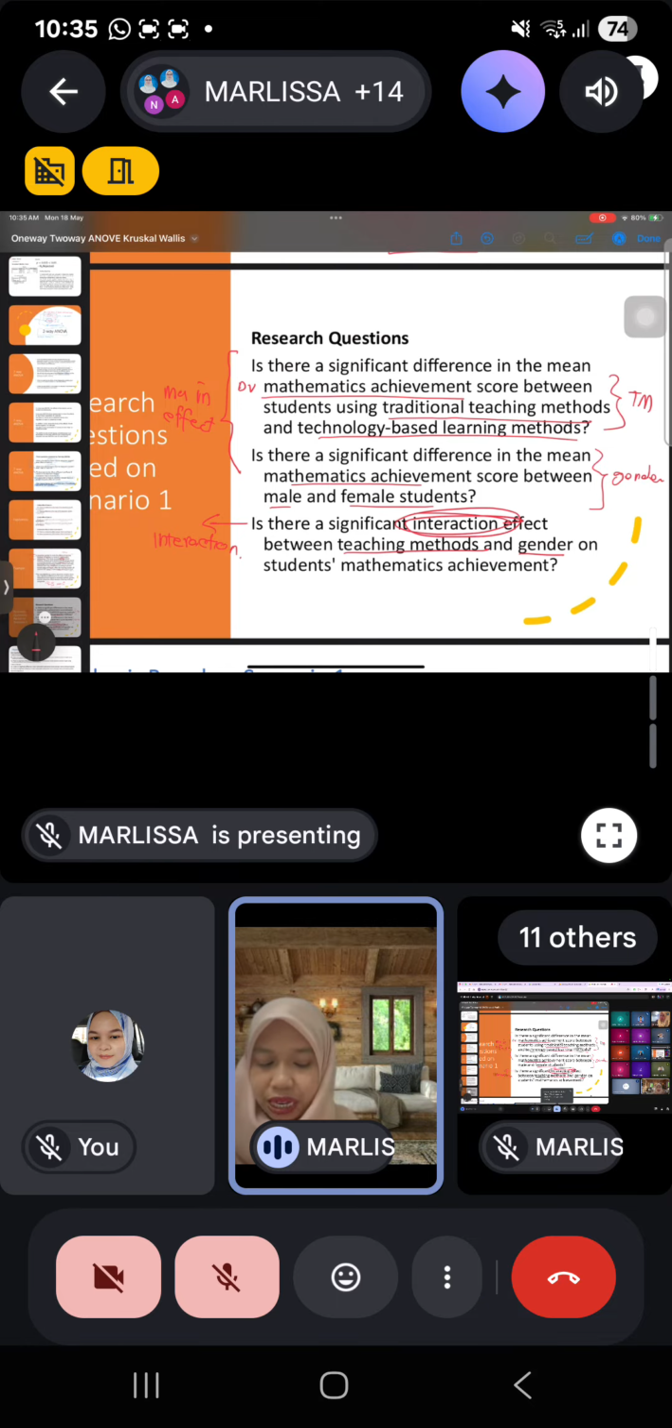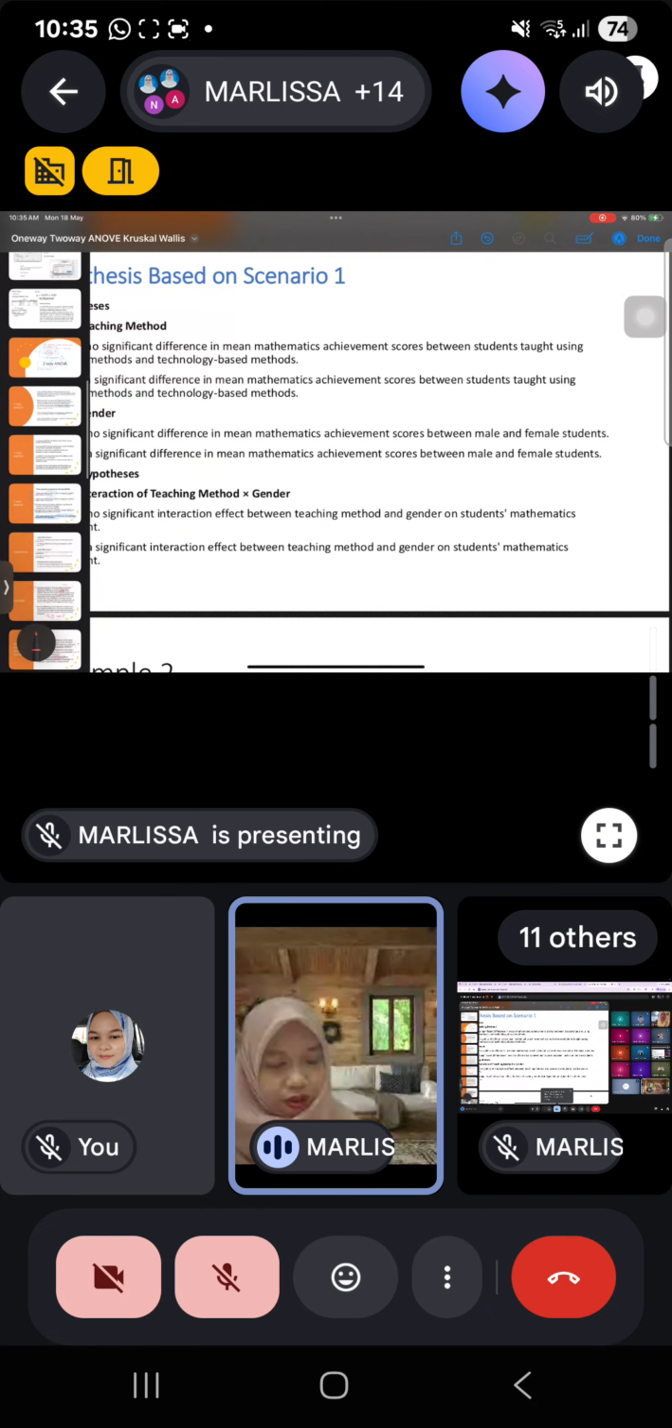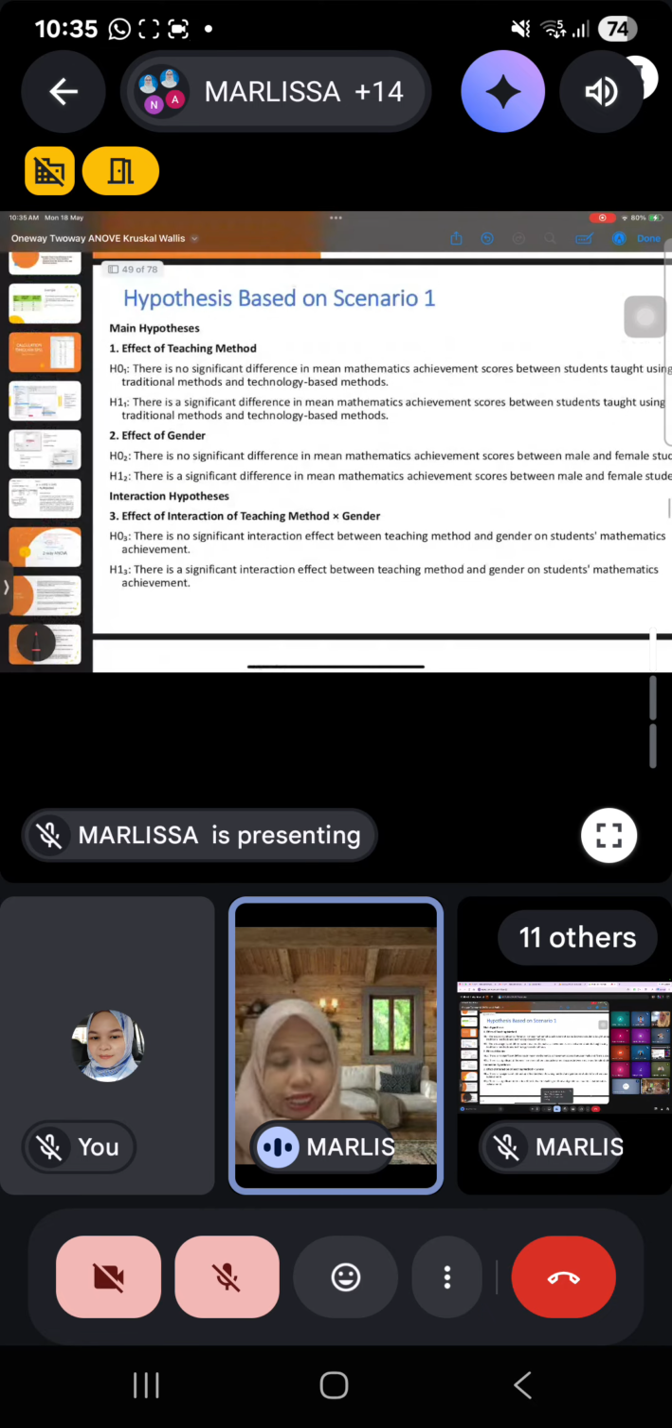So you have the main effect and the interaction effect. This is the hypothesis for the main effect and the interaction effect. You can see here the effect of teaching method: there is no significant difference. There is no significant difference for the effect of gender, and there is no significant interaction effect between teaching method and gender. So you write based on the independent variables that you use in your research.